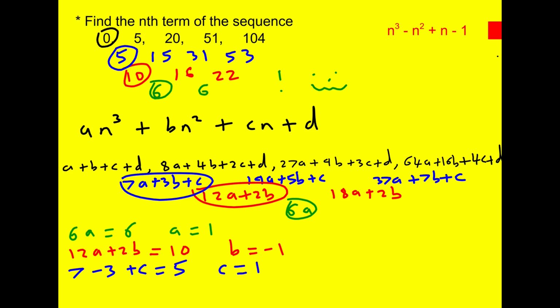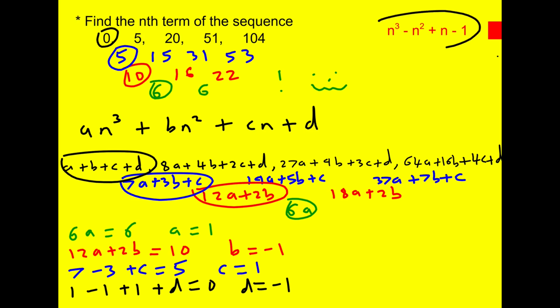And finally, a plus b plus c plus d is 0. So I've got 1 minus 1 plus 1 plus d equals 0, and d is going to equal minus 1. And when I substitute those numbers in, I will get this one here.